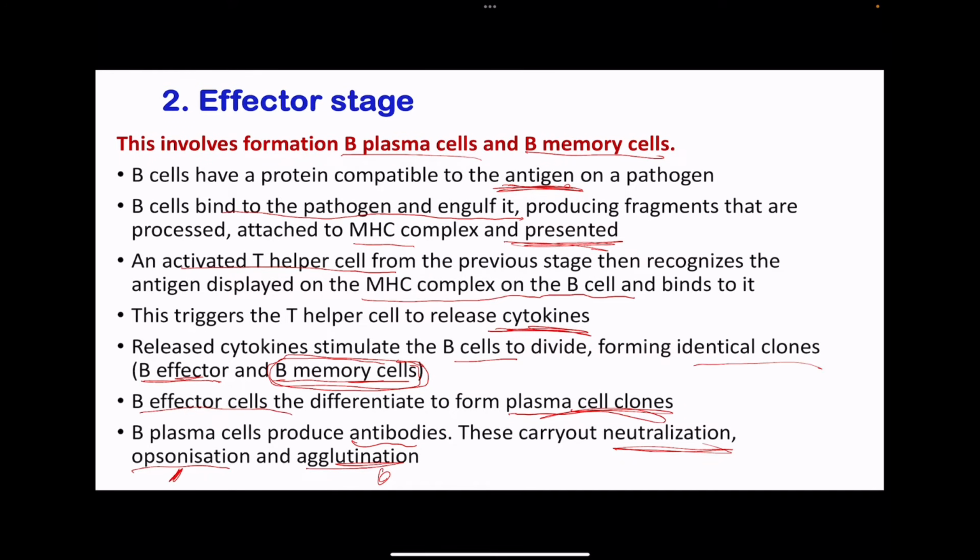Opsonization is acting as markers. They label the pathogens so that the macrophages can recognize them. And then neutralization could be for toxins that are produced by the pathogen, as well as binding onto the pathogens so that they do not bind onto other body cells to cause infection.